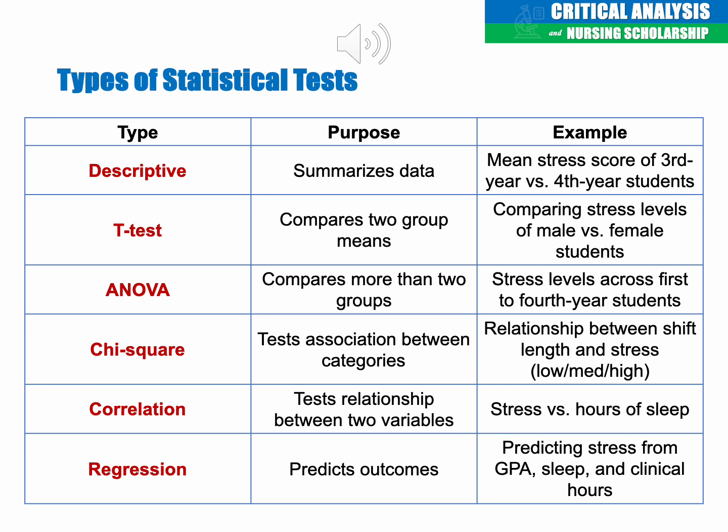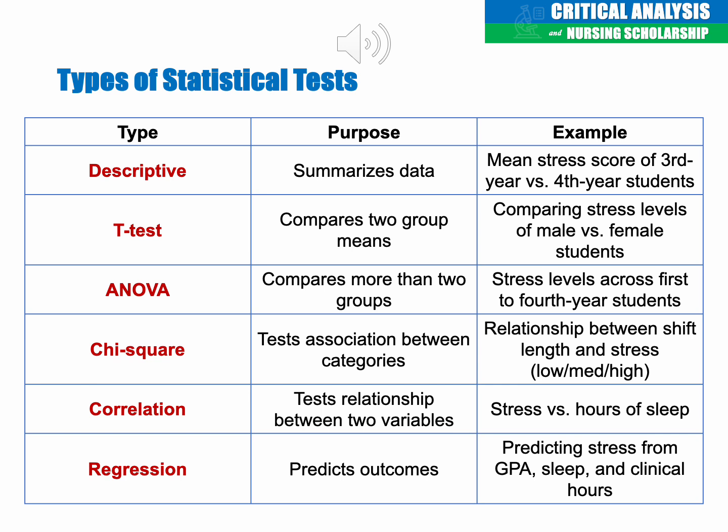Now, let's try to look at some common types of statistical tests used in quantitative research. Take note, choosing the right test depends on the type of data that you have and the research question that you are asking. Now, the first type of statistical test is called descriptive statistics. If your goal is to summarize the data, you can use descriptive statistics. For example, you wanted to calculate the average or the mean stress or anxiety among third and fourth year students. In here, you might probably be using descriptive statistics.